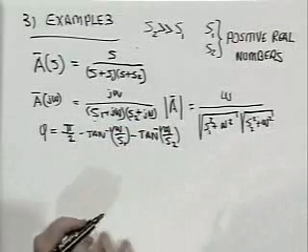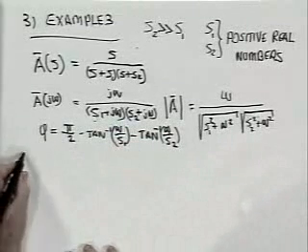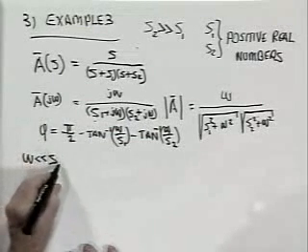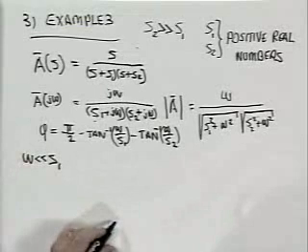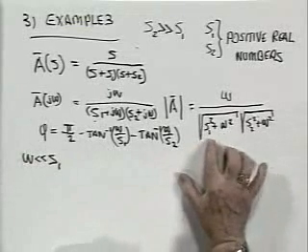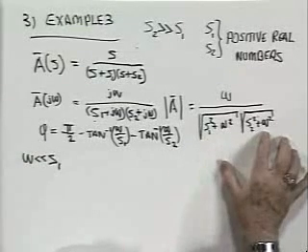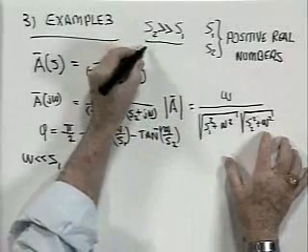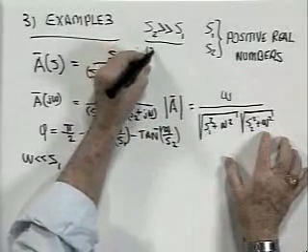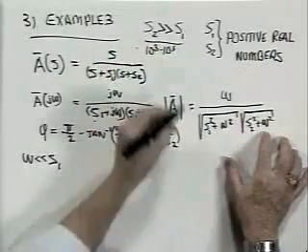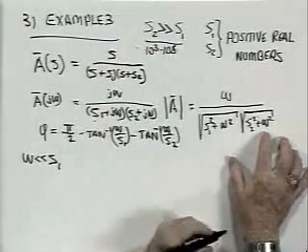Now, there are 3 domains I want to look at. I want to look at omega much, much less than s1. If omega is much, much less than s1, then it sure is much, much less than s2, because s2 is large compared to s1. These are separated by, say, a factor of 10 to the third to 10 to the fifth. Big spread in those frequencies.